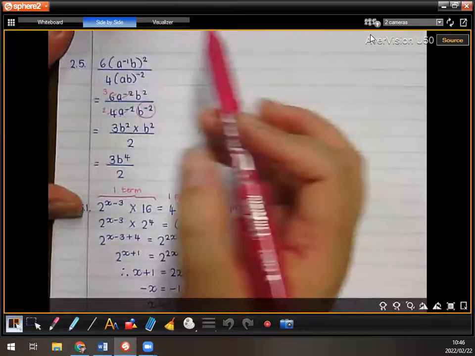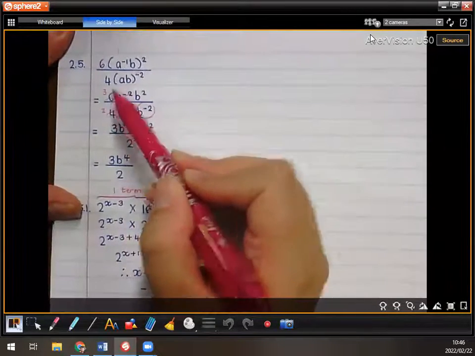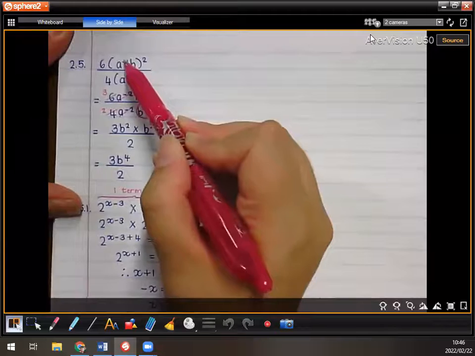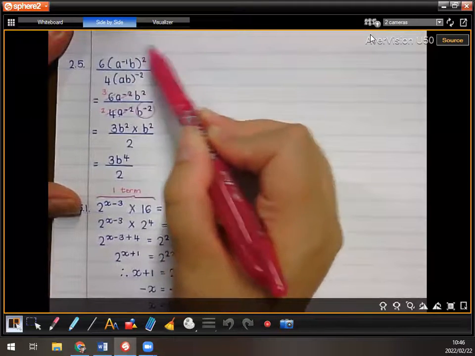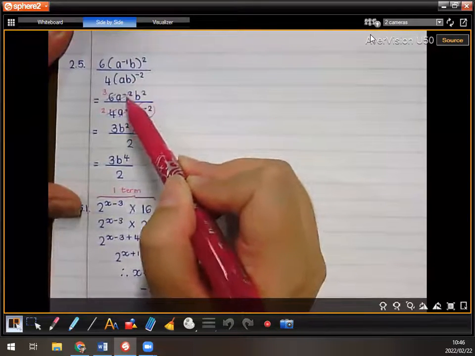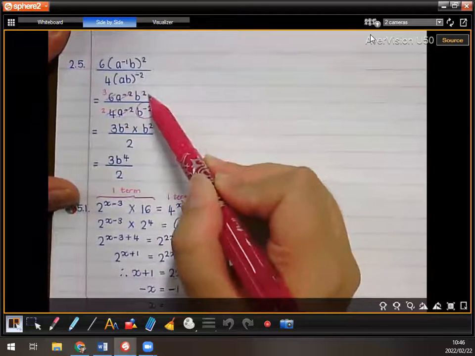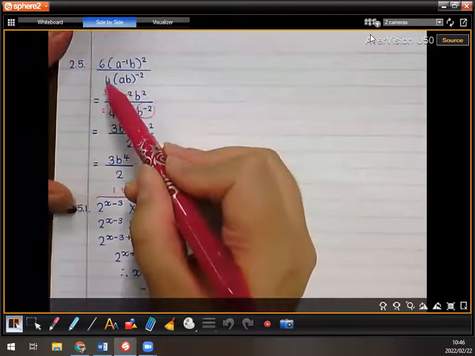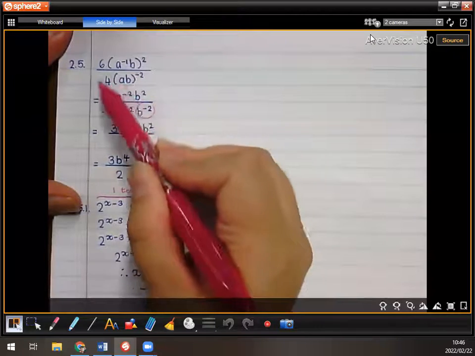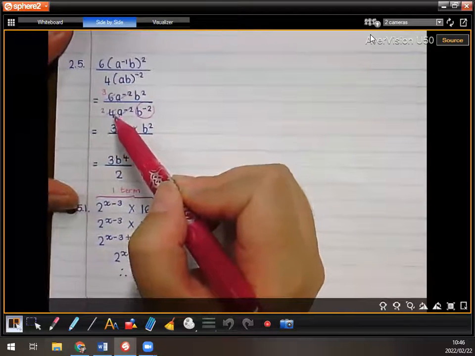I got rid of the brackets. The 6 I kept as it is. A to the negative 1 was now multiplied by 2. Negative 1 times 2 is negative 2. Right? Then you have b squared. At the bottom, the 4 is not raised to any power, it's just the 4, so I just rewrote it.